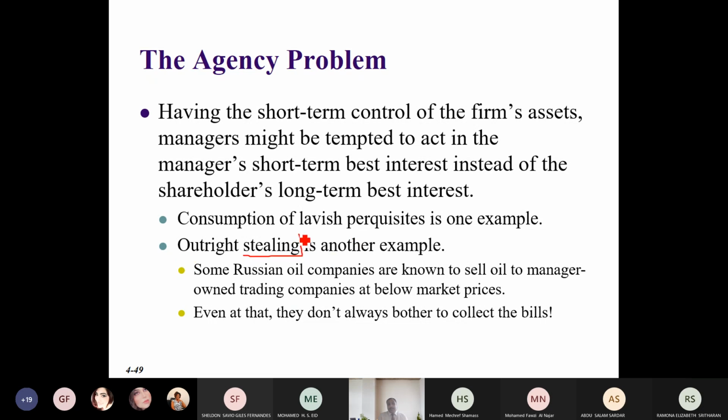So if you are appointing a CEO, the first thing you should look at is that he is not always looking into the stealing of money. They are giving an example like some Russian oil companies are known to sell oil to managers' trading companies at below market price. These are some of the examples. We will look into how you can overcome this agency problem.